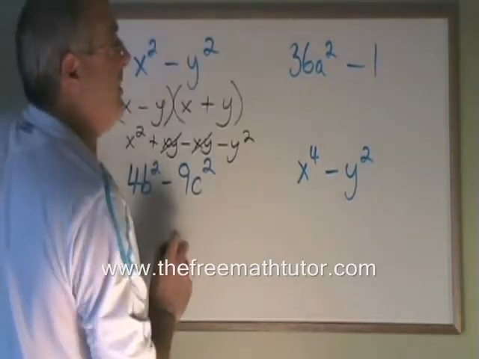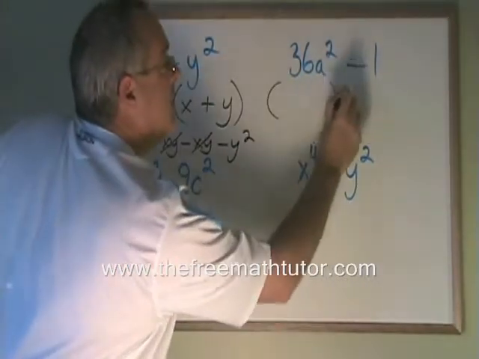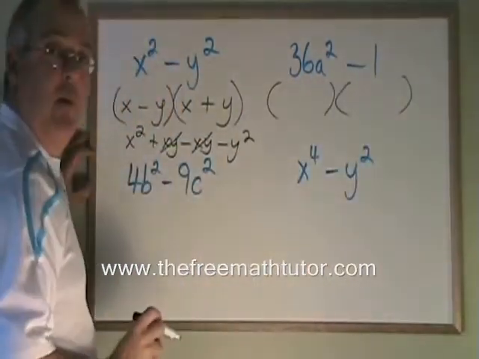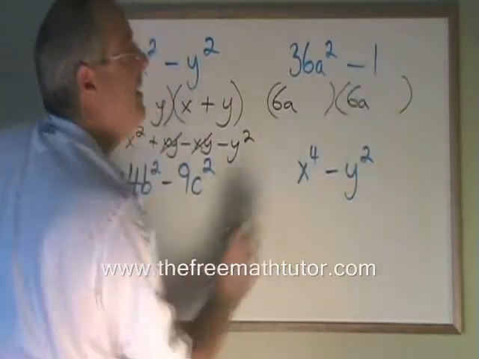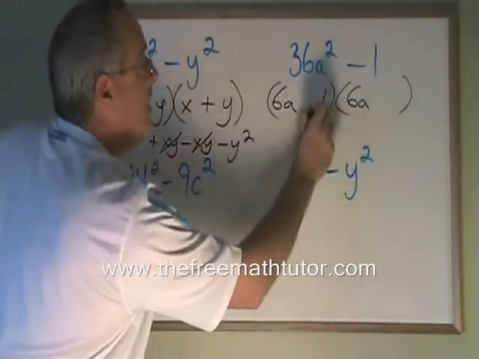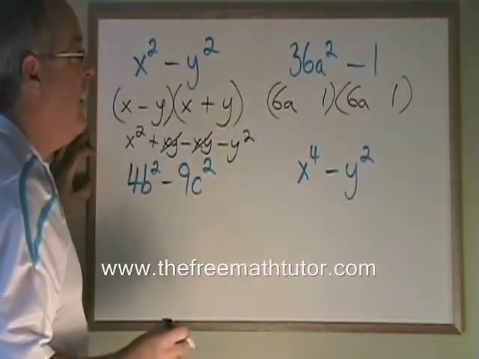Let's try it with this one. We write our two pairs of brackets. The square root of 36a squared is 6a. The square root of 1 is 1. And we put a minus and a plus.